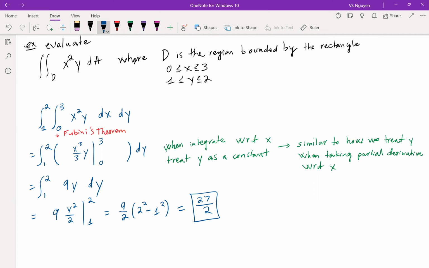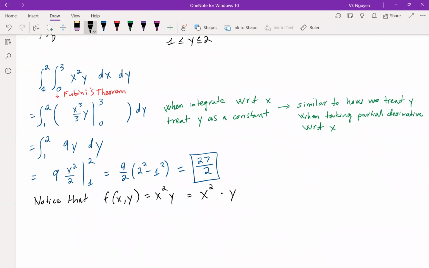Notice that f(x,y) equals x squared y, which is x squared times y. And this can be seen as g(x) times h(y). If this is the case, then we can do this one.